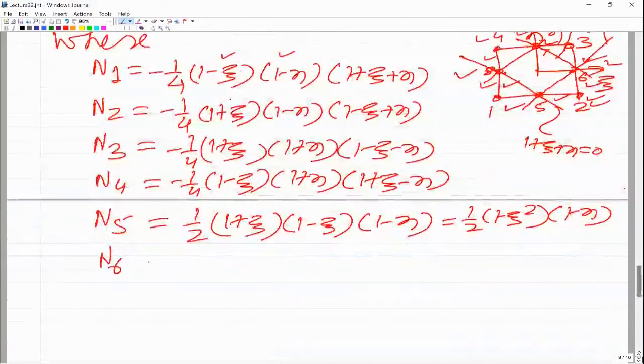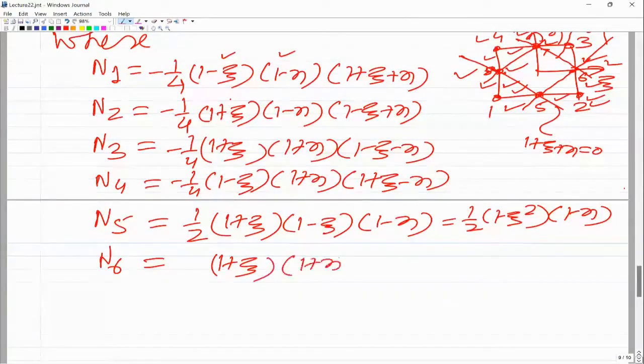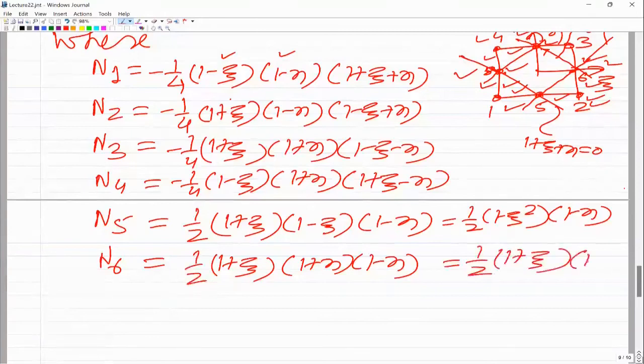In the same way for n6, you take the equation of this line, this line, and this line. So you will have 1 plus xi as the equation of the left side line, then the bottom is 1 plus eta, top is 1 minus eta, and this has to be unity at node number 6. The coordinates of node 6 are 1 and 0, so we put xi as 1 and eta as 0, we get 2, so we divide by 2. So this can be written as 1 by 2, 1 plus xi into 1 minus eta square.